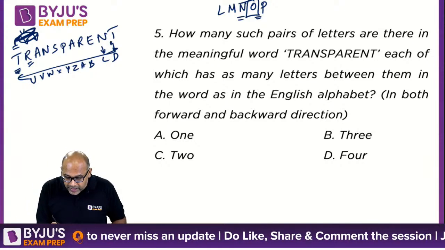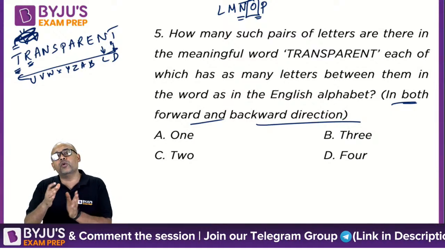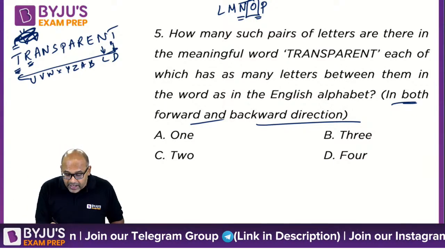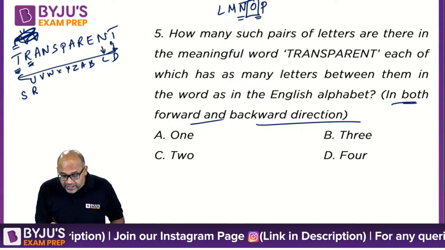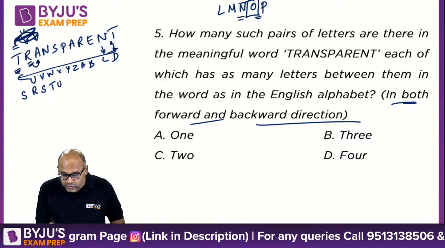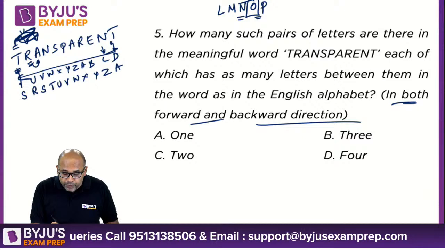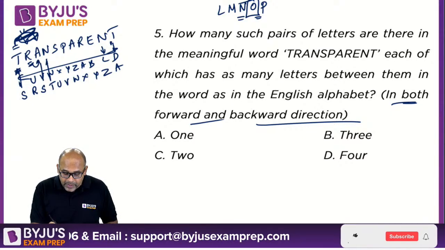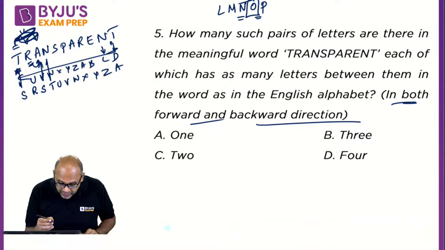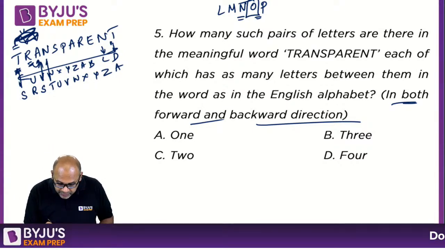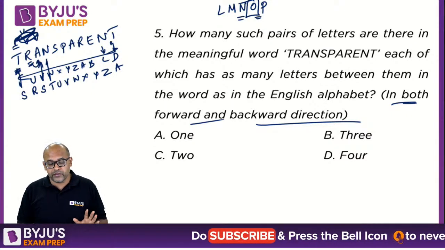Now, let's start with R. If you're starting with R, go backwards also, because you're looking at both forward and backward. T only forward because T is the first one. But if you're looking at R, then going right from S: T, U, V, W, X, Y, Z, A. Are any two letters matching exactly? It should match exactly. None of them are matching, so R is not matching anywhere. R also will not give you any answer.